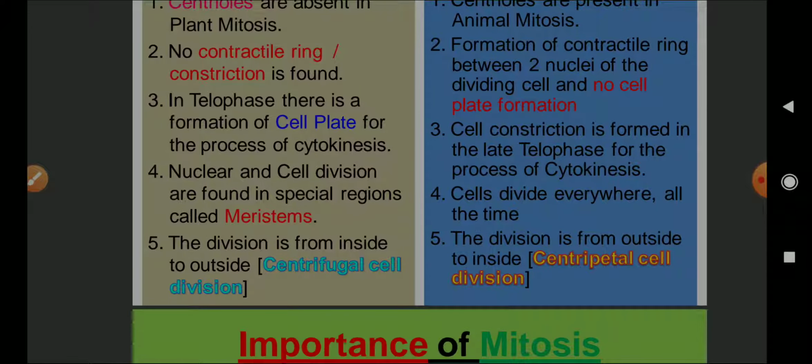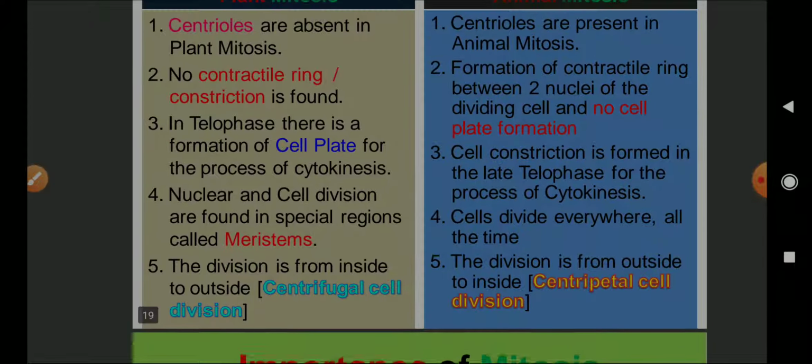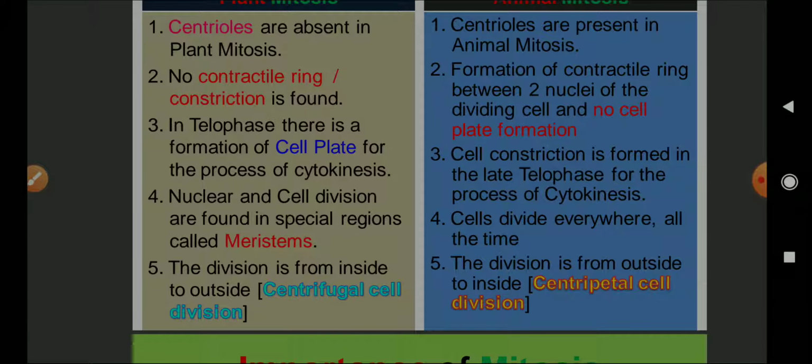Fifth point, the division in plant cell is from inside to outside. It is centrifugal cell division. This is from outside to inside. It is centripetal cell division. So you have to keep all these things in mind.